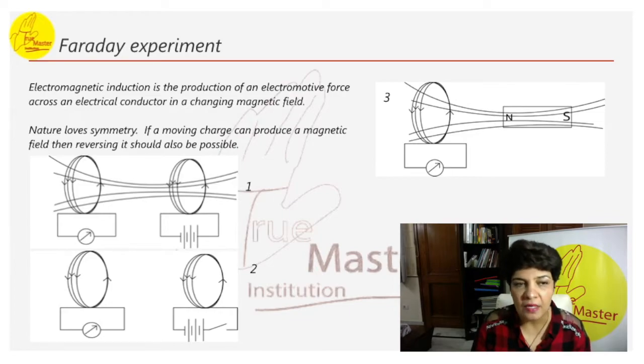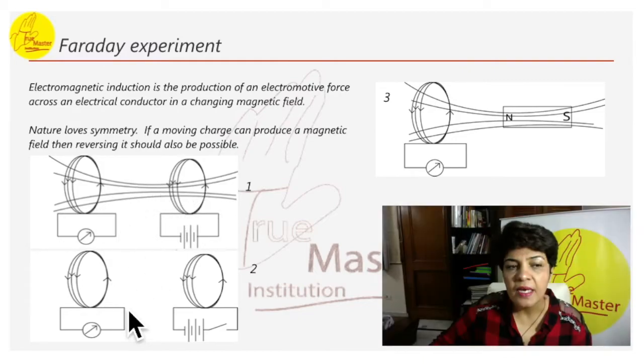Magnetic flux through any surface placed in a magnetic field is the total number of magnetic lines of force crossing the surface normally. In Faraday's experiment, he has done 3 experiments. One is induced EMF with a stationary coil and a moving coil. This is a moving coil and this is a stationary coil. The second is induced EMF for current carrying in the neighboring coil.